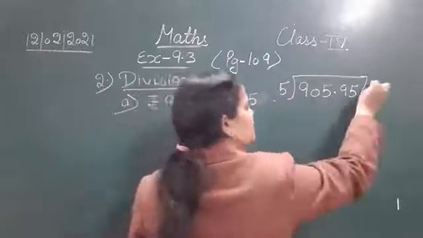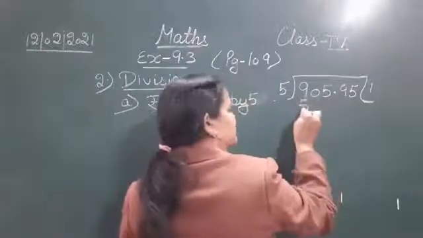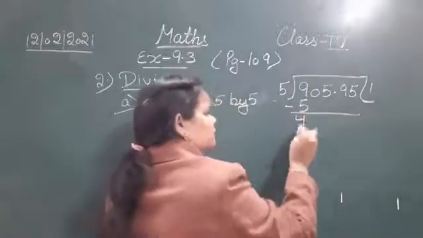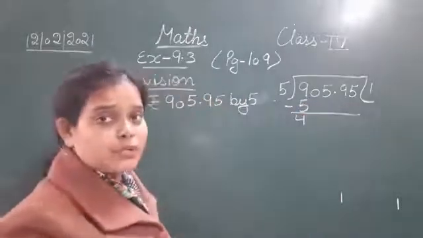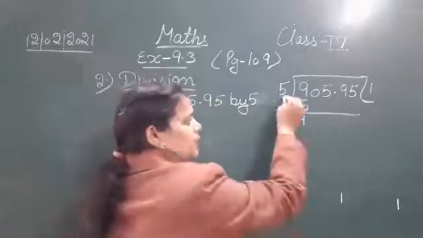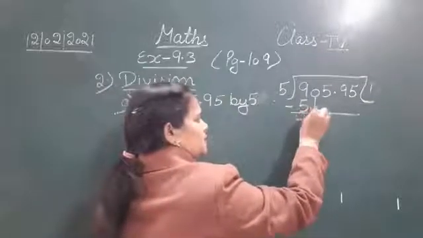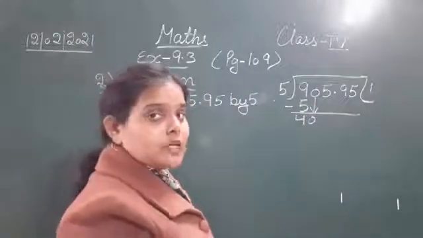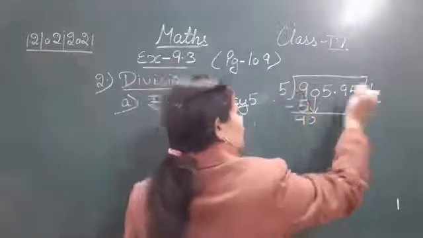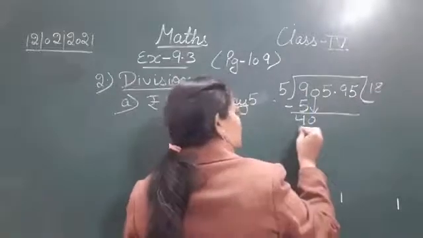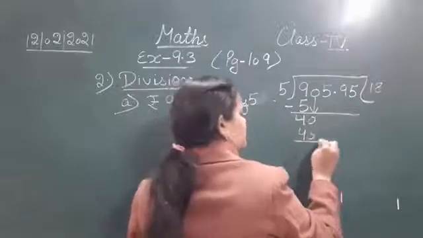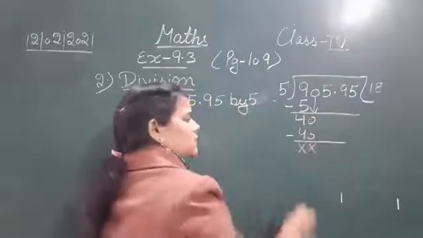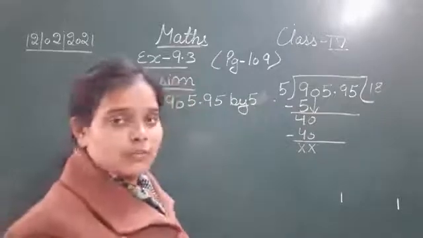Okay, so 5 ones are 5. 9 minus 5 is 4. So now in the remainder we have 4. We can't divide 4 with 5, so we will bring down the next digit, that is 0, and it will become 40. Then 5 eights are 40. So 40 minus 40, nothing will be left.